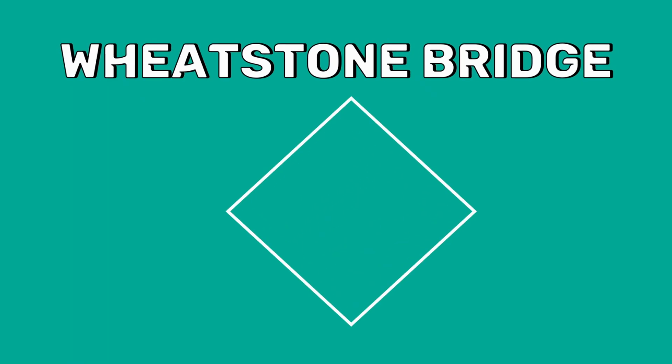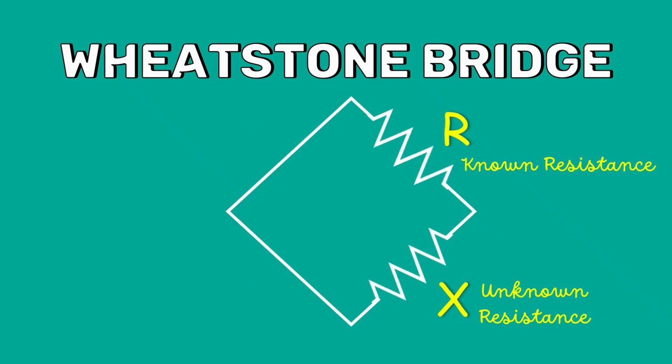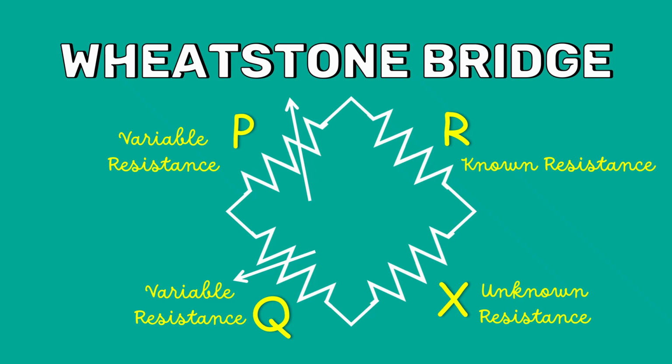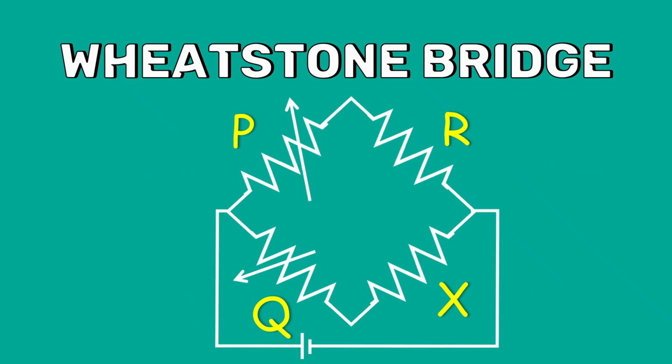The Wheatstone Bridge is a diamond-shaped circuit that can be used to measure unknown resistance. A Wheatstone Bridge consists of four arms, which consist of known resistance, unknown resistance, and variable resistances. The circuit also consists of a battery and a galvanometer, which is an instrument used to measure the current. It gives zero deflection when no current flows through it.